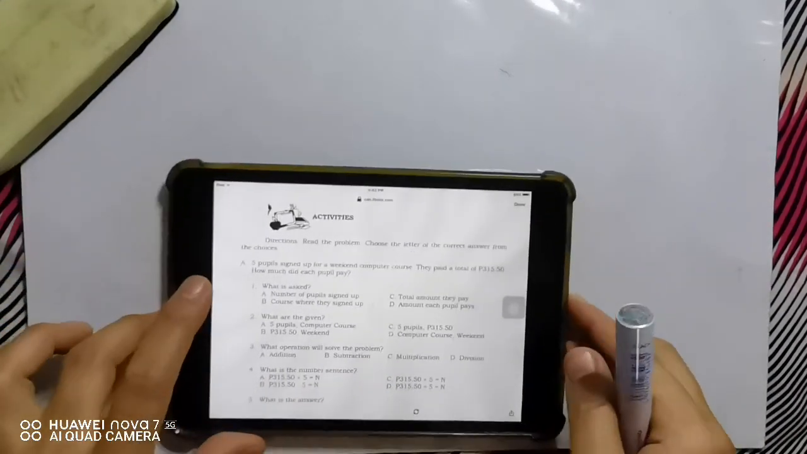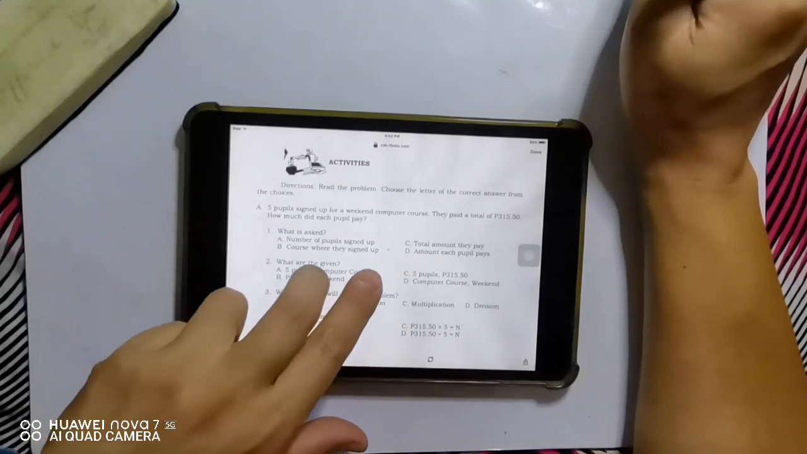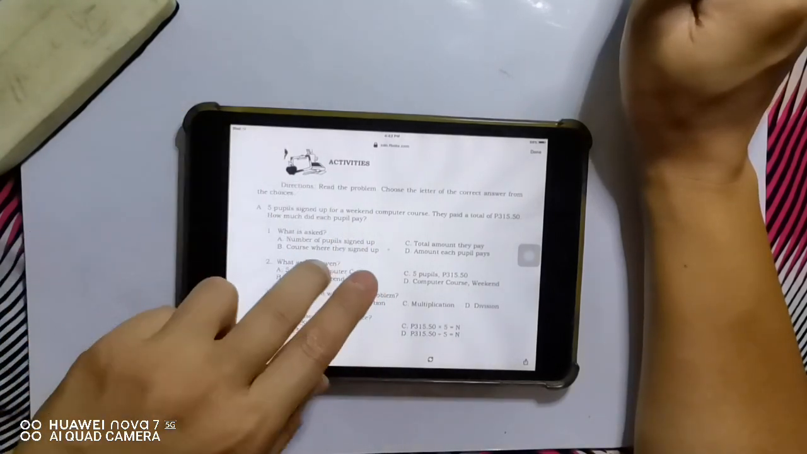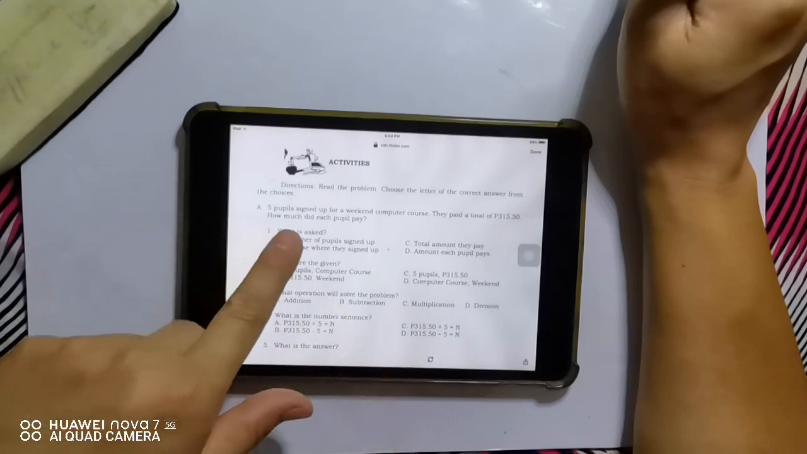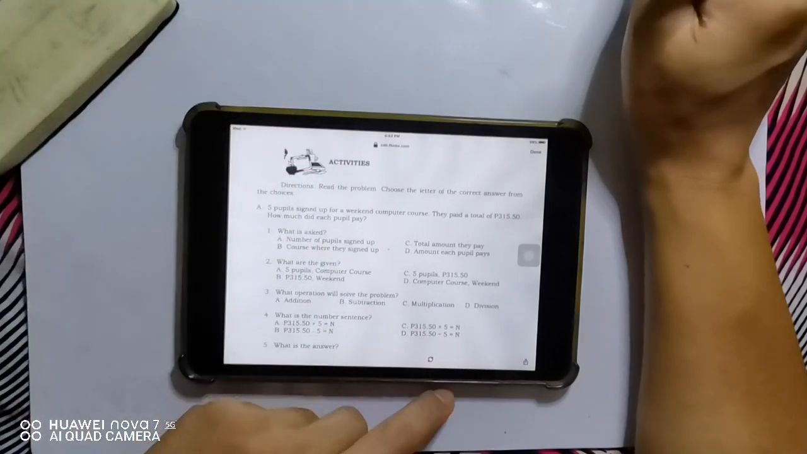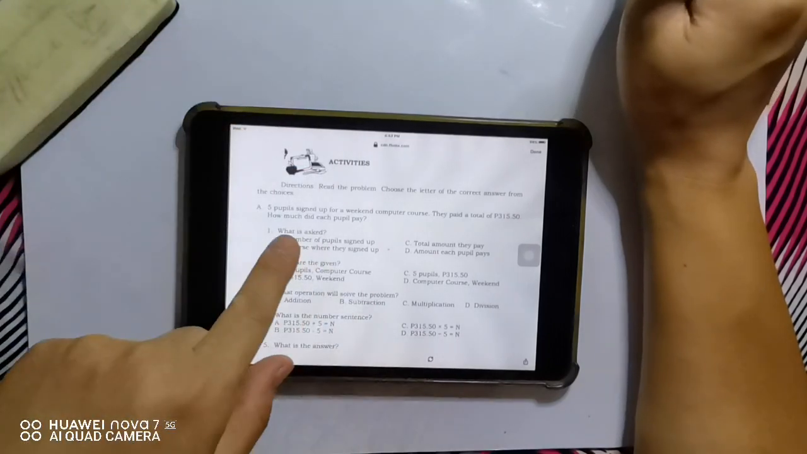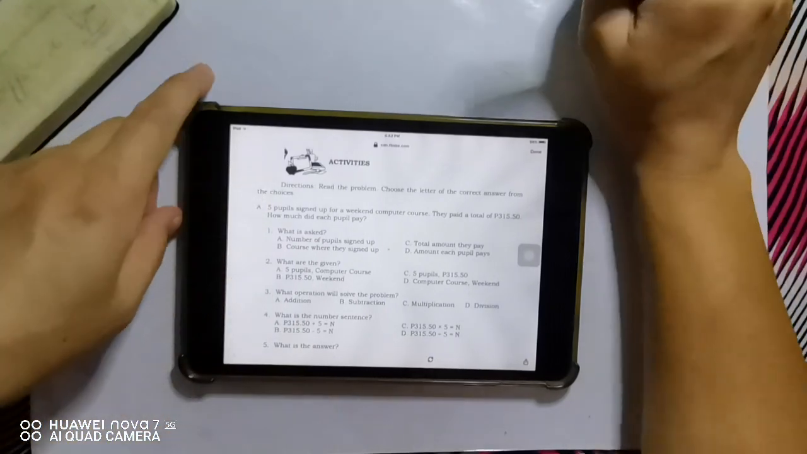Okay, let's try this one. This example, wala siyang decimal point sa kanyang divisor. So, 5 pupils signed up for a weekend computer course. They paid a total of 315 pesos and 50 centavos. How much did each pupil pay? Magkano daw yung binayad nung bawat bata?